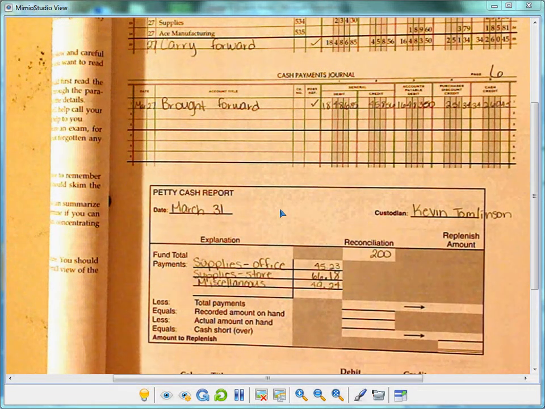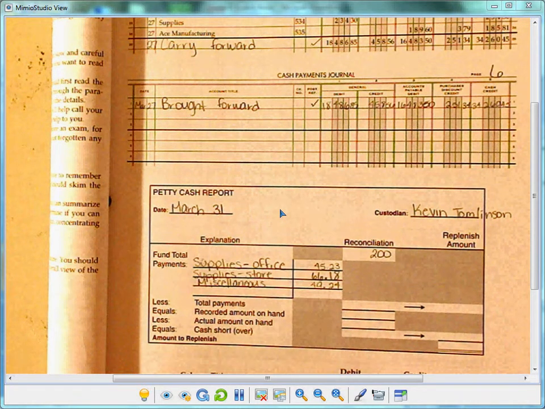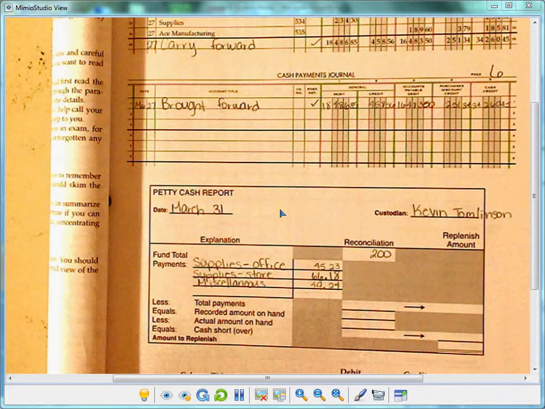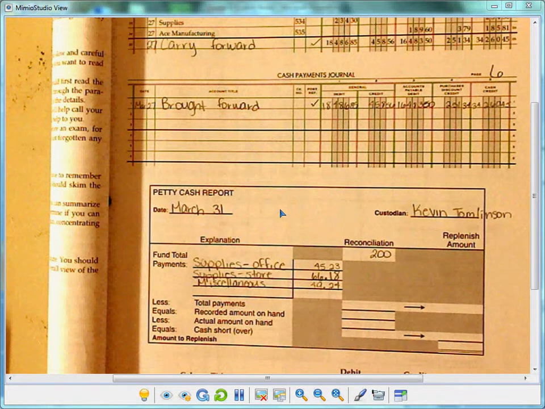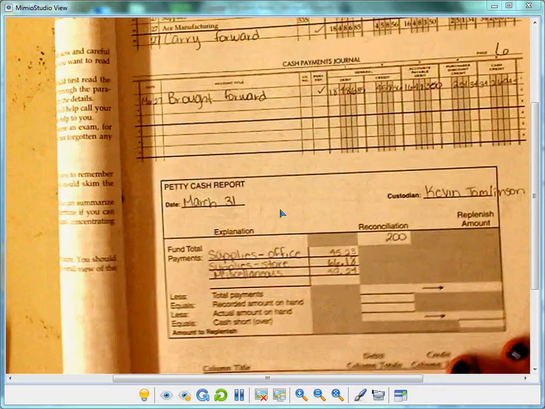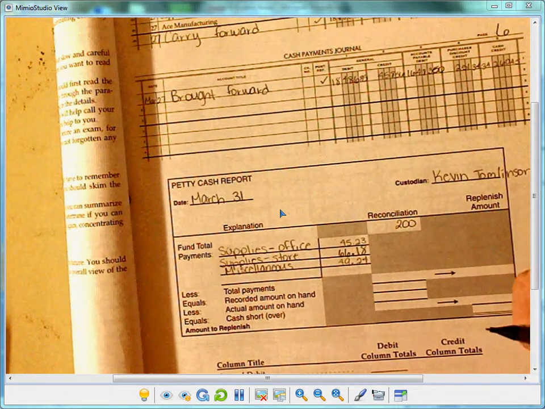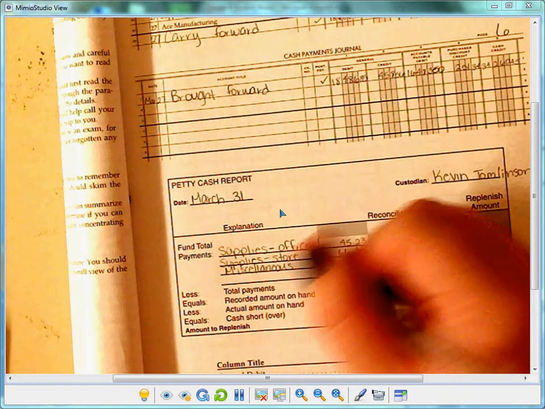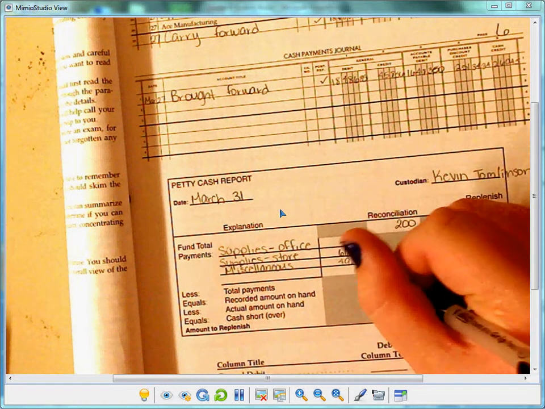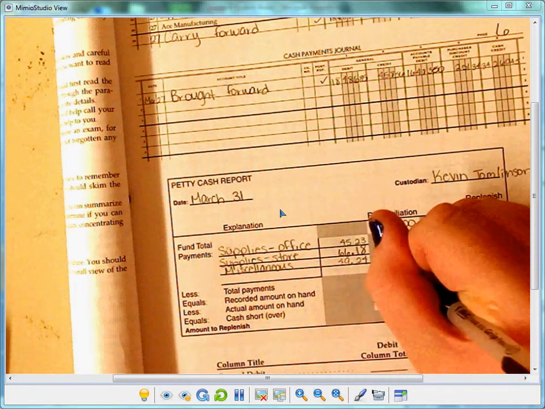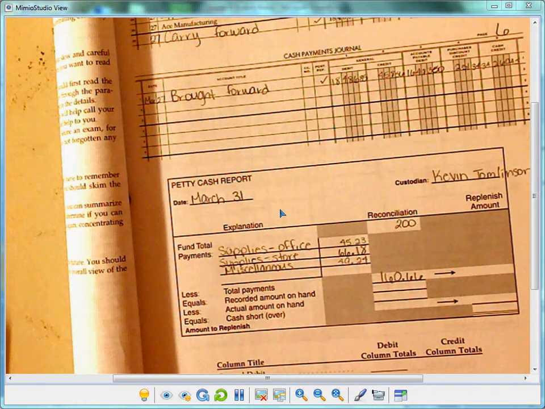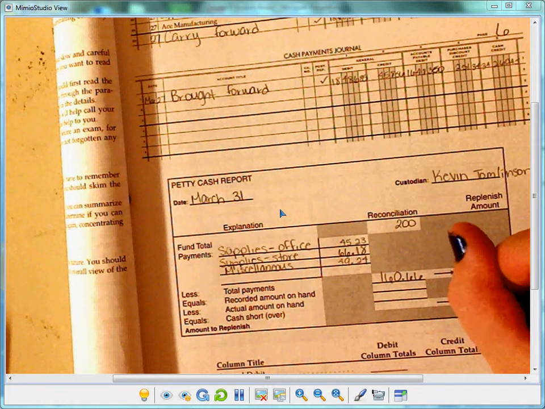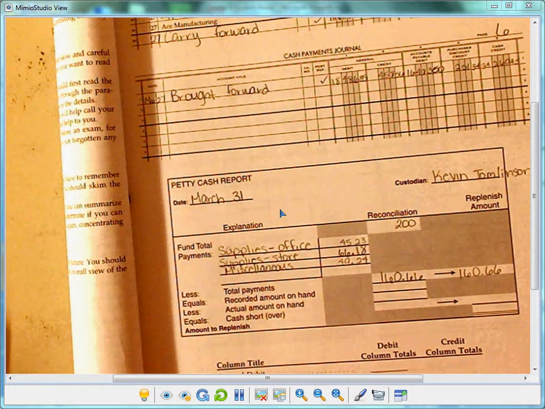So we need to add those 3 amounts together. Okay, so there on the total payments, we're going to put $160.66. For total payments, in the white box though. Then you'll also put that on the other side of that arrow, $160.66. And you see the column heading for that is replenish amount. So how much you're going to repay.